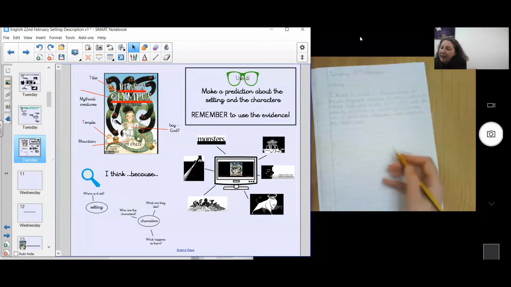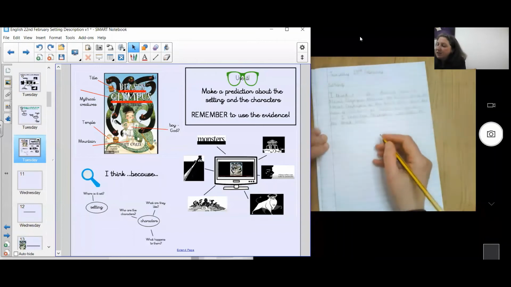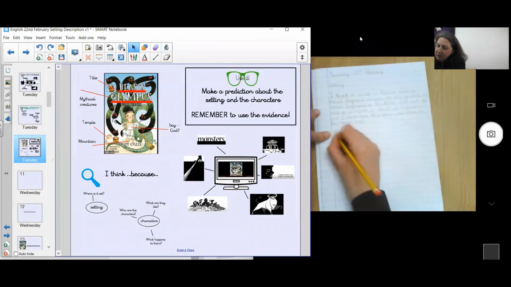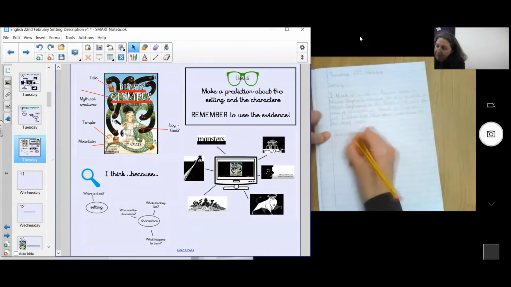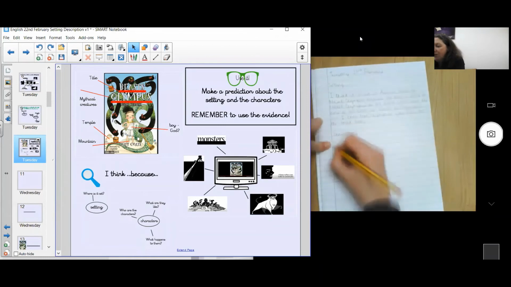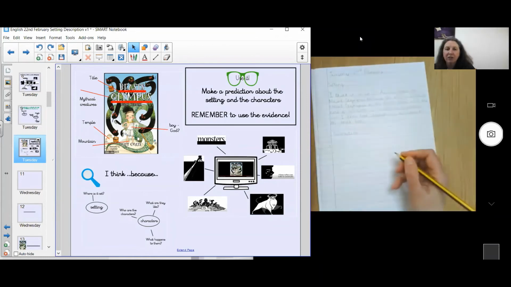Okay, so now we have done that, we are going to move on to the characters. So what I would like you to do is leave a line in your book and write characters as a subheading. Okay, I'm going to leave a line again, and then I'm going to start my writing. So have a think about the characters. Who are the characters? What are they like? And what might happen to them? You can pause it now to have a think and get your thoughts ready.